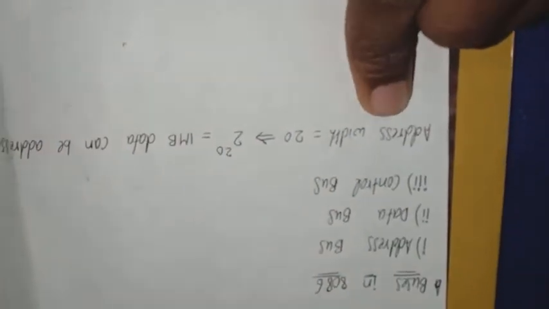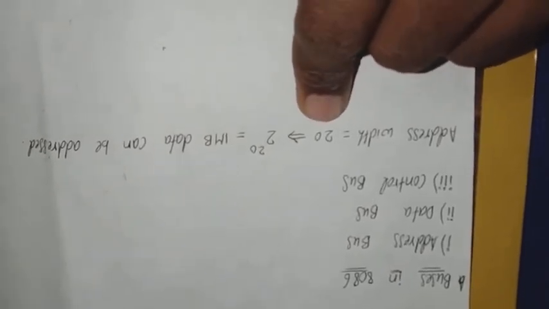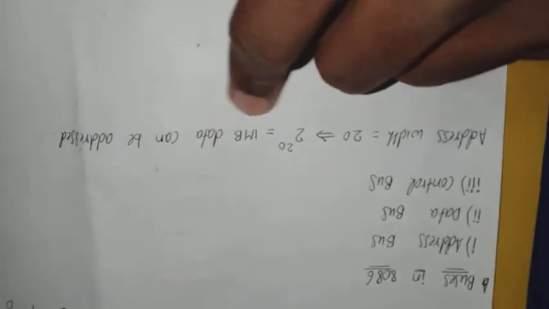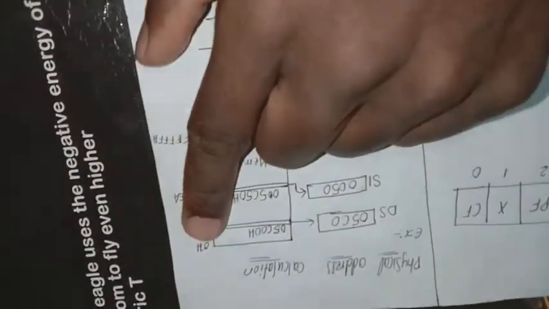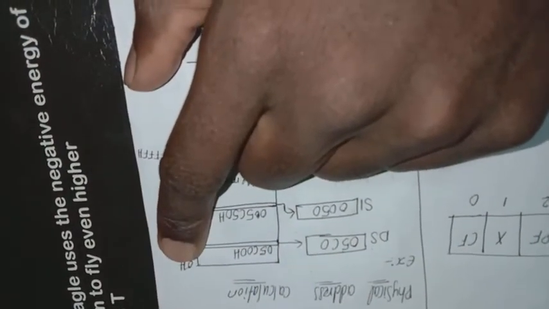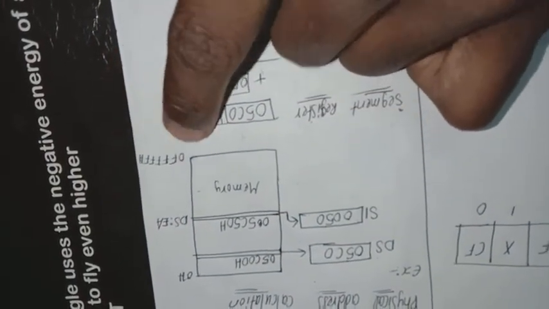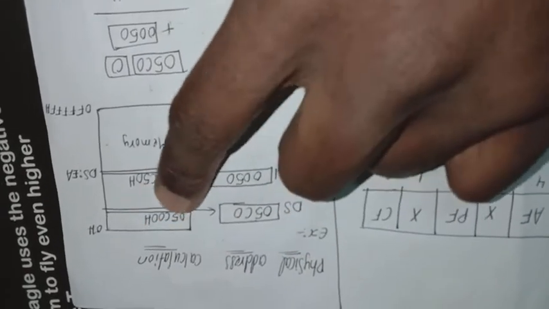As I said before, the address width of the 8086 is 20. That is, 20 address lines are used, that is 2 power 20, which is 1 megabyte of data that can be addressed. That is from 00000H to FFFFFH. This is how the physical address is calculated.